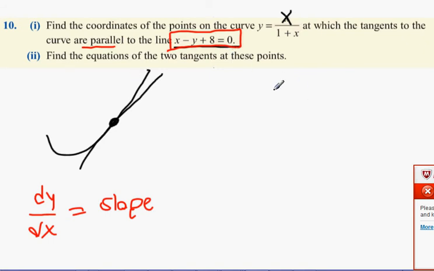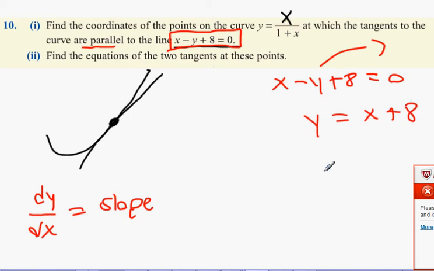So we're going to take this line here, x minus y plus 8 equals 0. We're going to isolate y, and we're going to get y equals x plus 8. This line is just another line, outside the tangent, that we know is parallel to the tangent. So if we use y equals mx plus c, what is the slope of this line then? 1. So the first derivative should be equal to 1, if we get the right coordinates. So look what happens now.